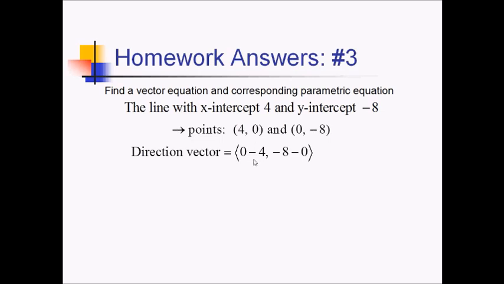which gives us the direction vector (-4, -8). So now to write the vector equation, we just have our initial point, (4, 0), plus t times this direction vector. And now to write the parametric equations, we have x equals the x value of the initial point, 4, plus 4 times -t, or 4 minus 4t if we want to simplify that a little bit. And then for the y parametric equation, we have y equals 0 plus t times -8, or just simply y equals -8t.